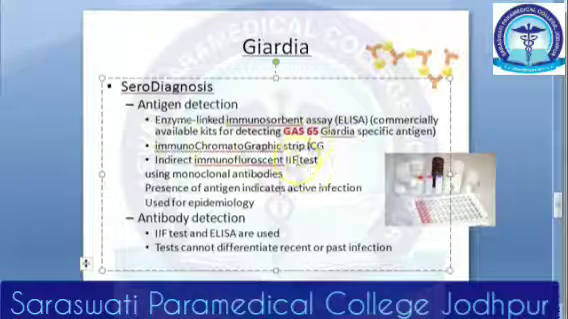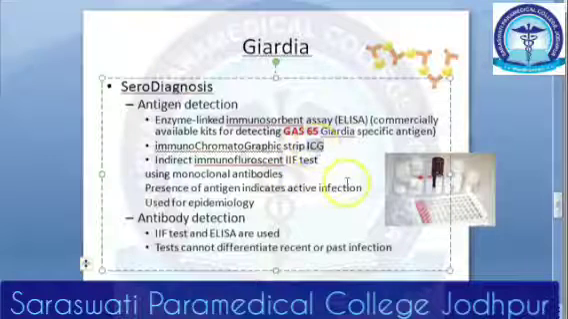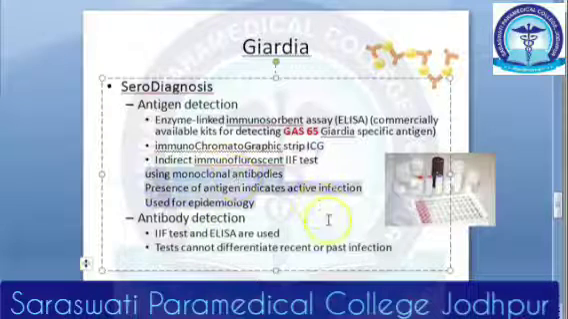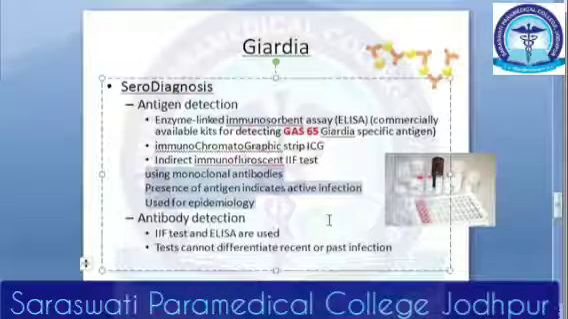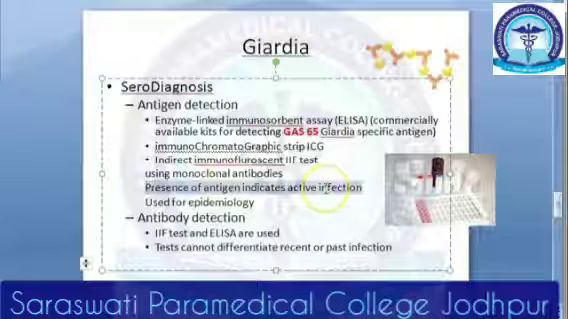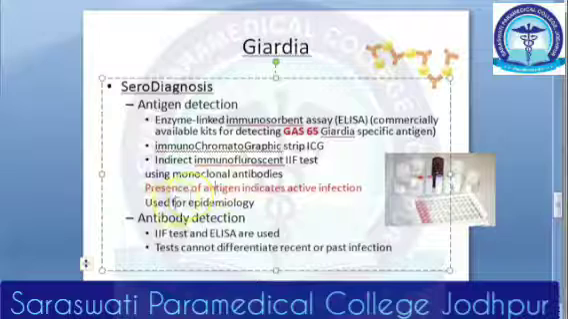What are the other things you can use? Indirect immunofluorescence, immunochromatographic strip, etc. These use monoclonal antibodies, so you will detect the antigen by using known antibodies. If there is antigen presence, then it indicates active infection. And you can use this usually for epidemiology.